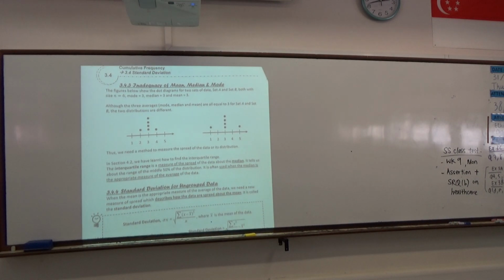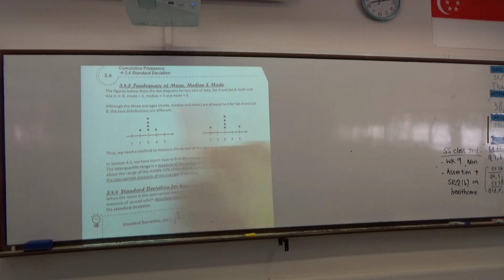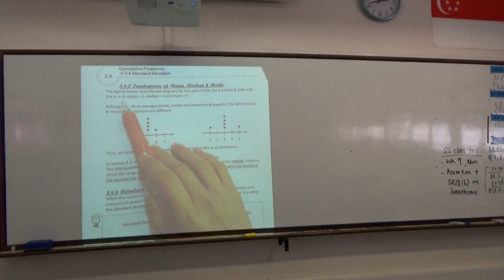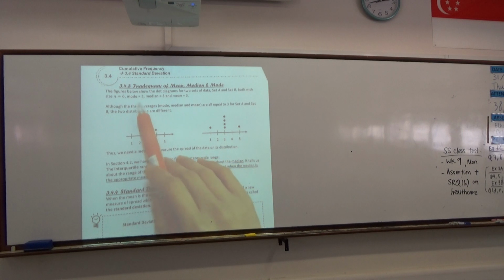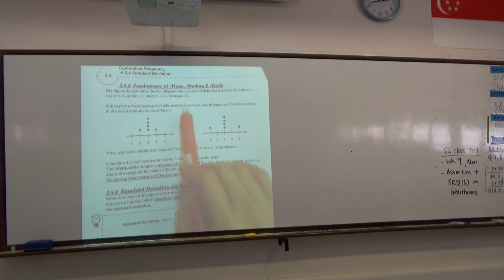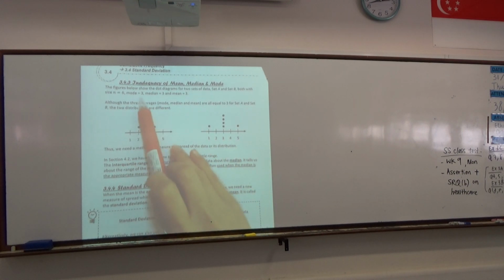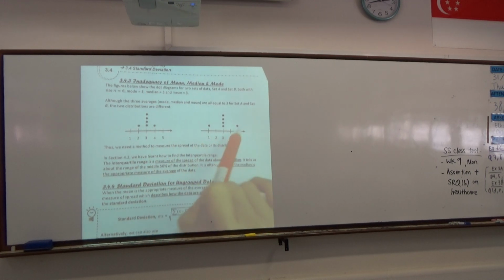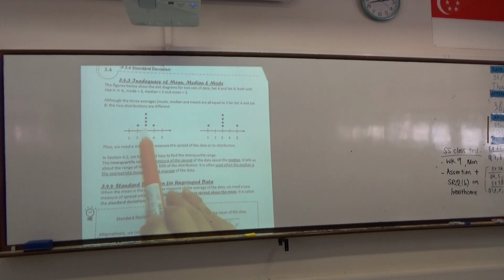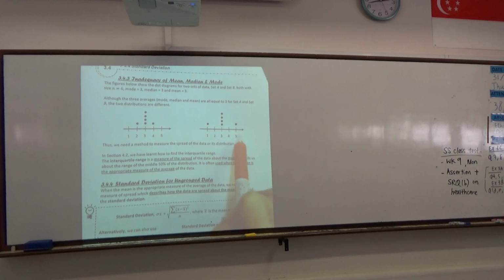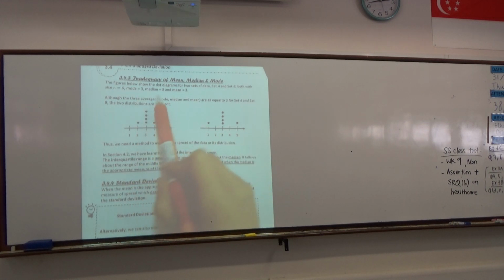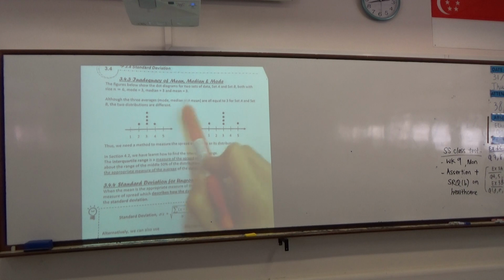Okay. In this question itself, we are given dot diagrams of two sets of data, set A and set B. Right? Both actually has a total of 6 different information given. Okay, but we realize that for the mode, median and mean for both the data, they happen to be all 3. Okay, but then the thing is that the information is very different, right? In this case, the range is from 2 to 4, whereas for this is from 1 to 5. Yet the mean is still 3, and then the mode is 3, and median is also 3.